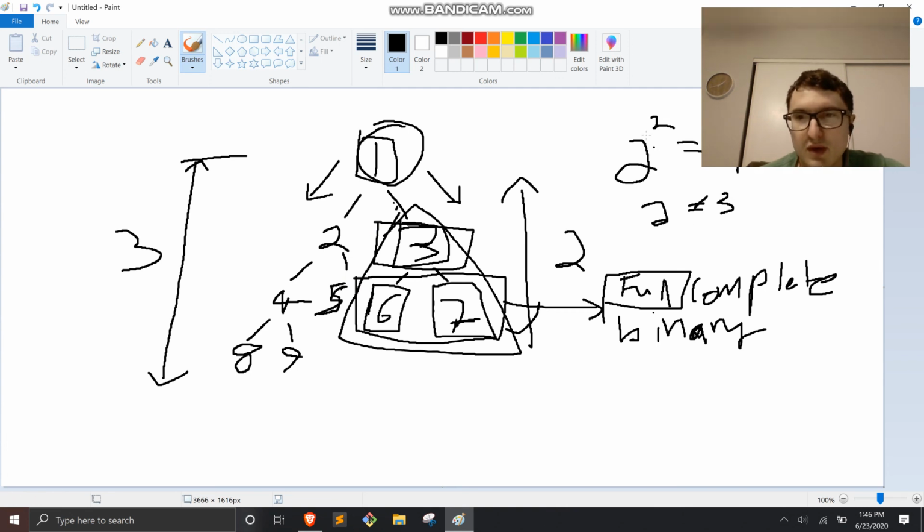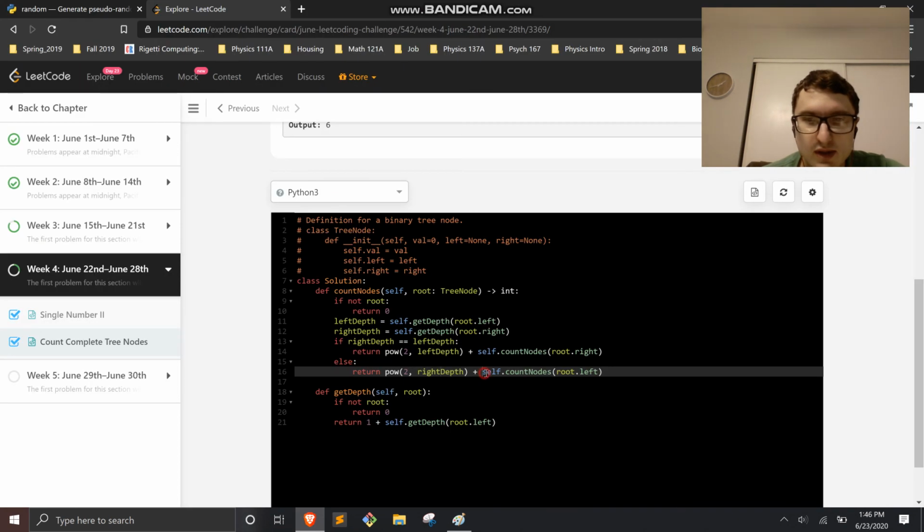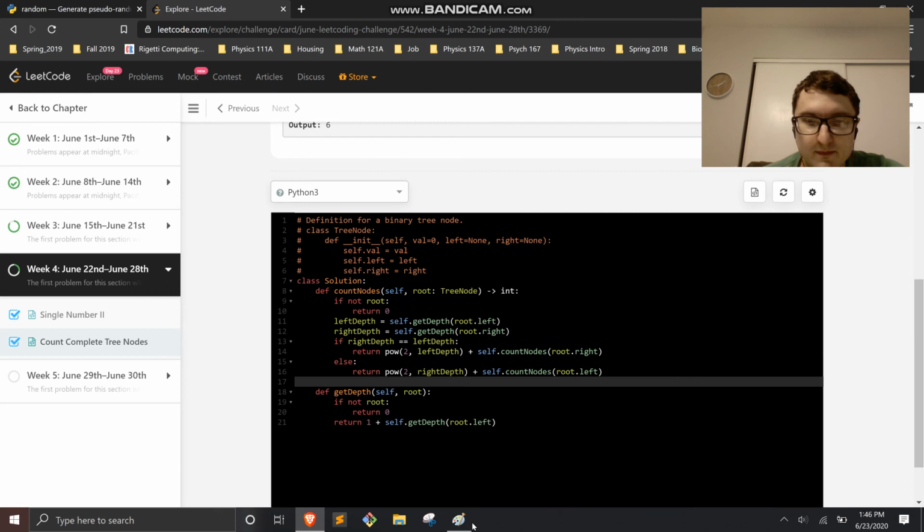And whenever you do the computation 2 to the power of the depth, that will give you the count starting from here. Because this would be 3 plus 1, right? If this is a full subtree with depth 2, it's going to have 3 plus this 1. Okay, so we do that, and then once you do that, you're going to call self.countNodes on the left.